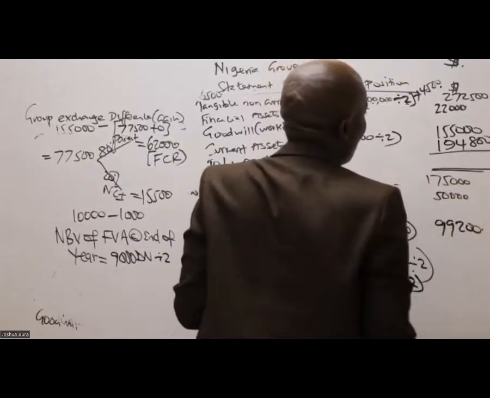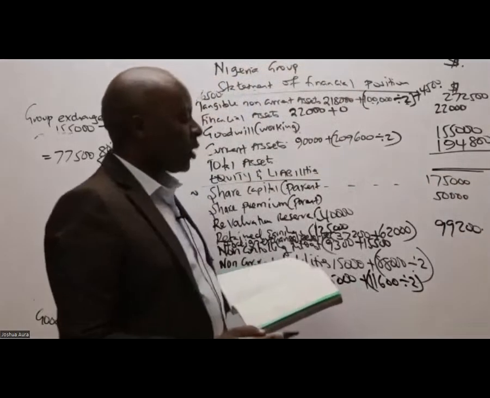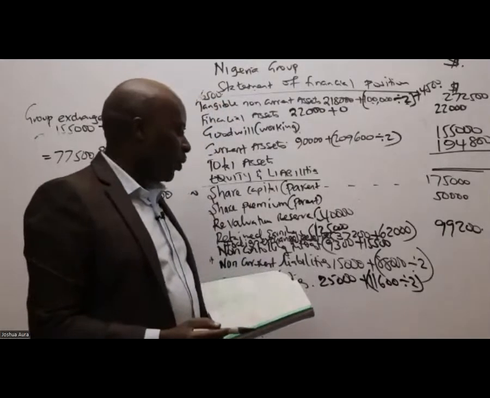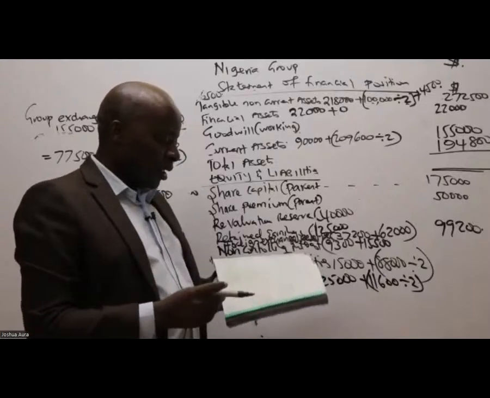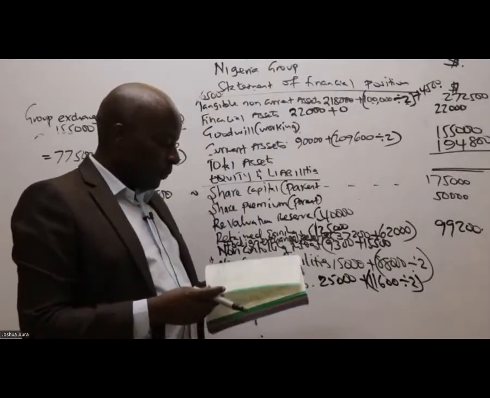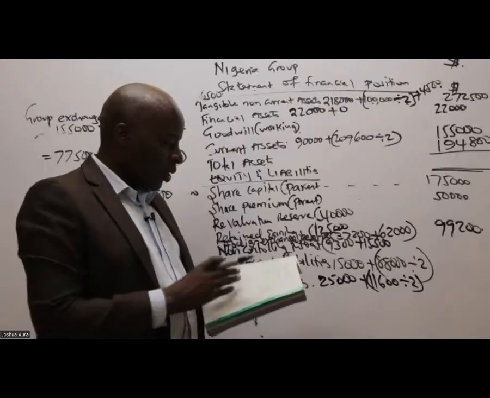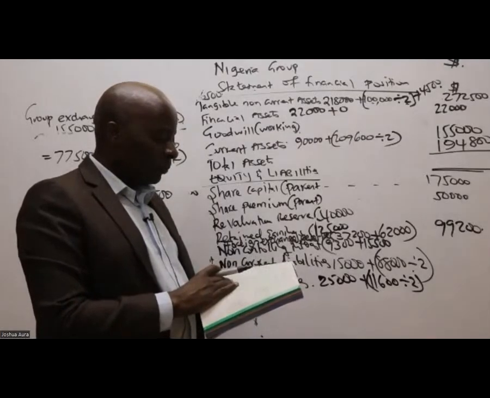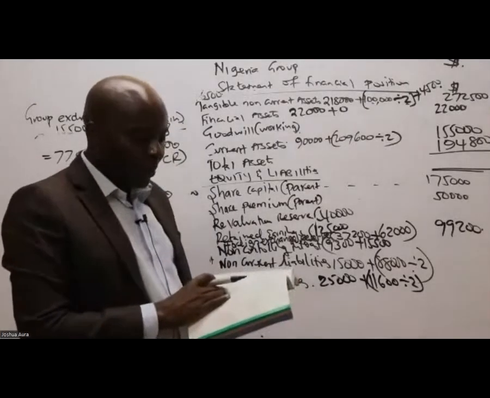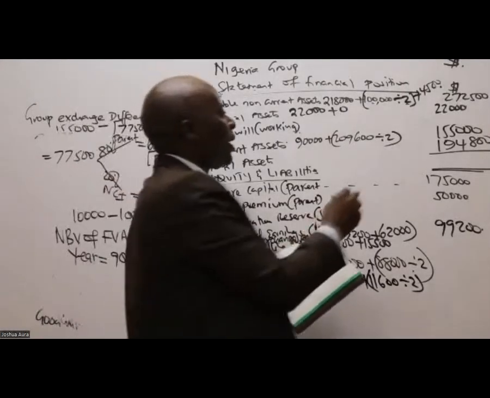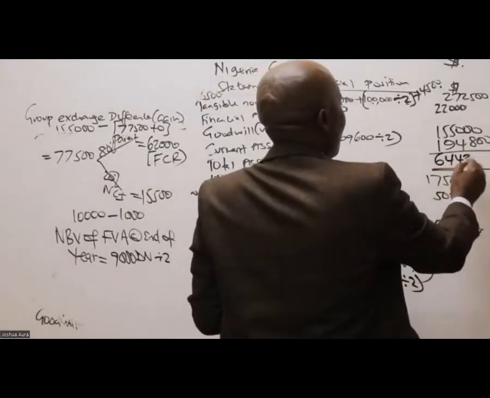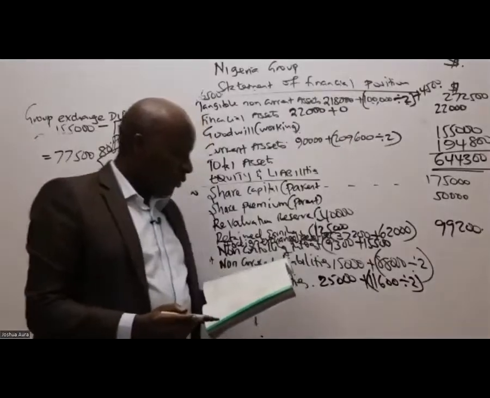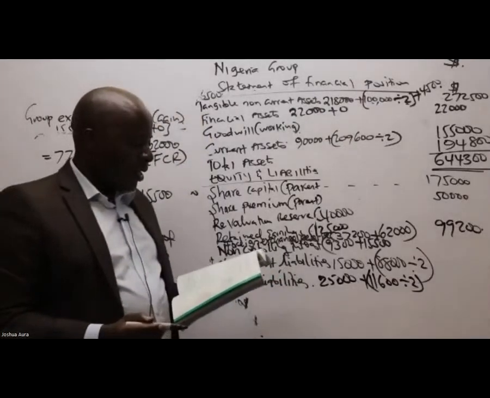Add everything up. Can you give me the total assets? They say total assets are 644,300. Thank you so much.